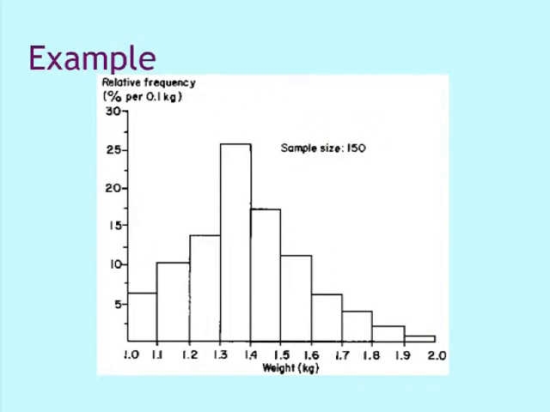So this is the basic difference between a bar chart and a histogram. A bar chart is not used for representing continuous data, whereas a histogram will not be used for representing discrete data or categorical data. So that's the difference between a histogram and a bar chart.